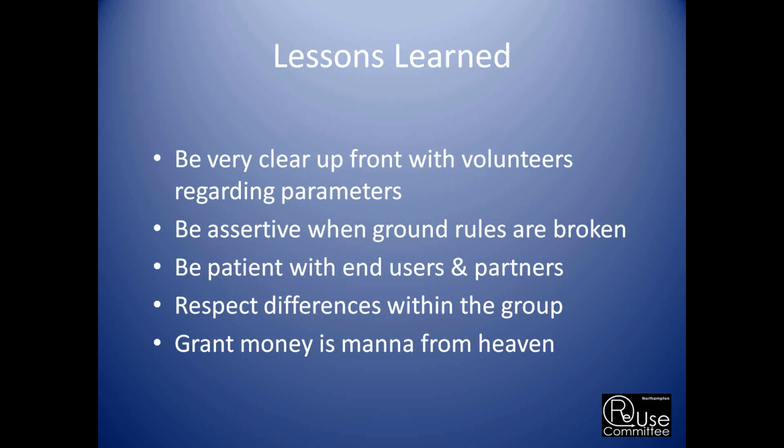So we do get people who either are reselling or wanting to give to all their family members and nieces and nephews, and so we really emphasize the sharing and the limits for that event in particular. And then you have to be assertive when the ground rules are broken.